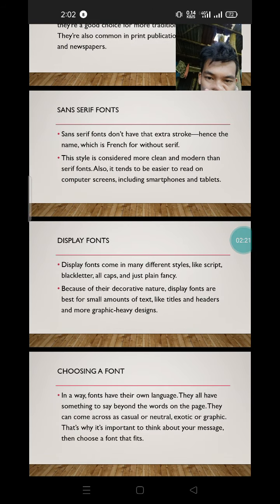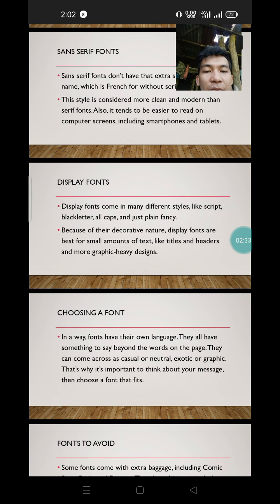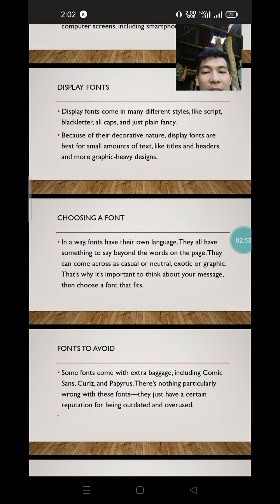Display fonts. Display fonts come in many different styles like script, blackletter, all caps, and just plain fancy. Because of their decorative nature, display fonts are best for small amounts of text like titles and headers, and more graphic-heavy design.